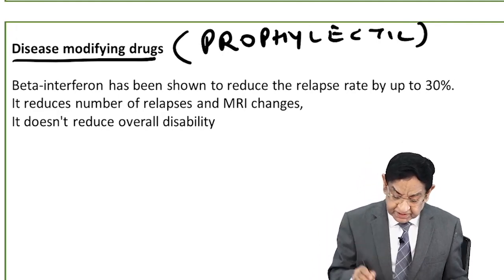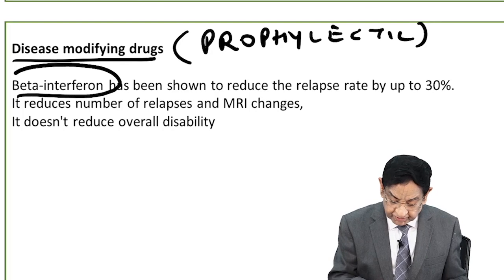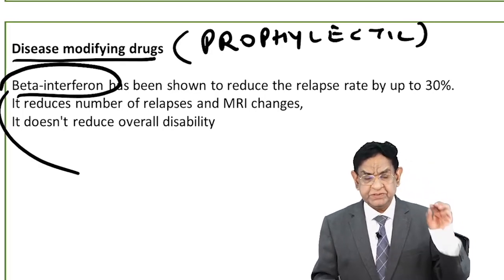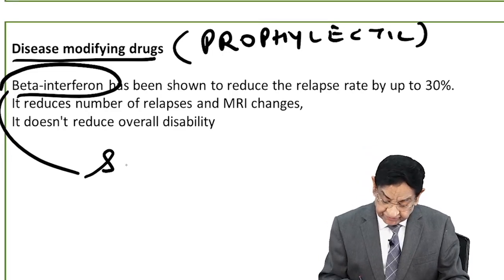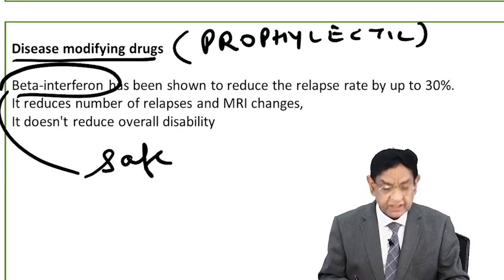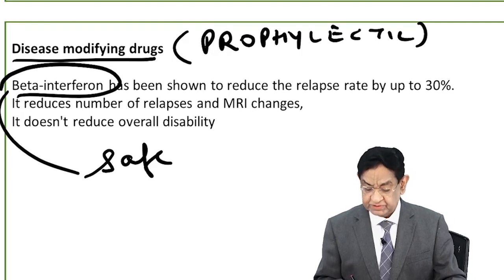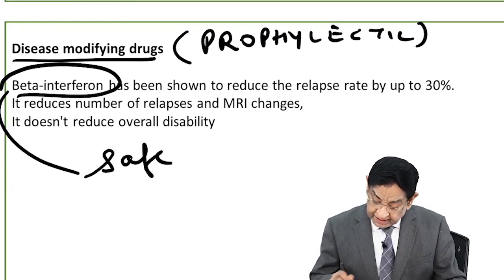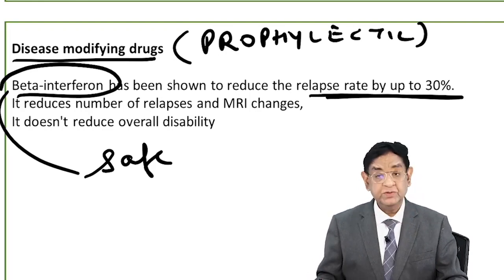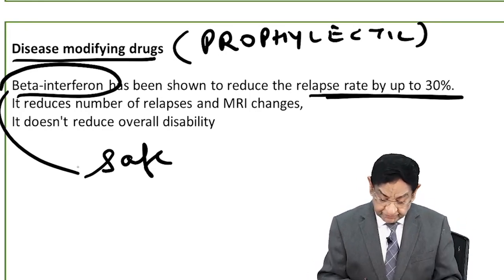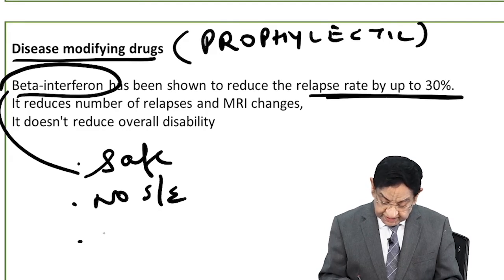The best drug that we use is beta-interferon. It's the best drug, the most widely used drug. Why? It is safe, not much side effect. So it's the most widely used, and it can reduce the relapse rate by 30%. So it is safe, no side effect, and very effective.